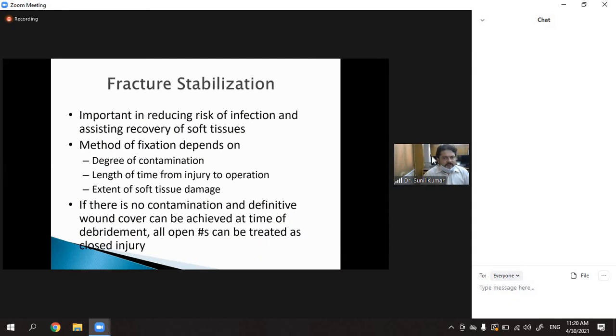Second, after the wound debridement comes the fracture stabilization in the open fracture. It is important in reducing the risk of infection and assisting recovery of soft tissue.